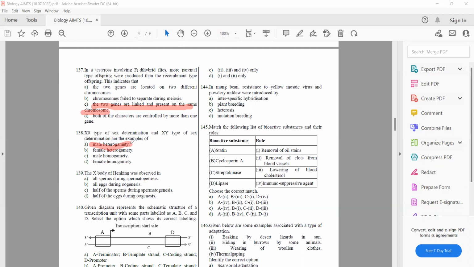And 139, the X body of Henking was observed in. When we talk about the X body, he observed this especially in half of the sperms, right? Not in the full sperms of the insects. So he observed that X body in half of the sperms, especially during spermatogenesis. So he actually observed that on the insects, right? 140.